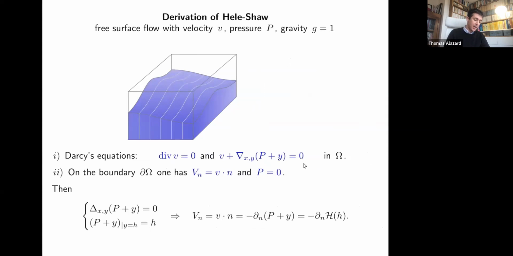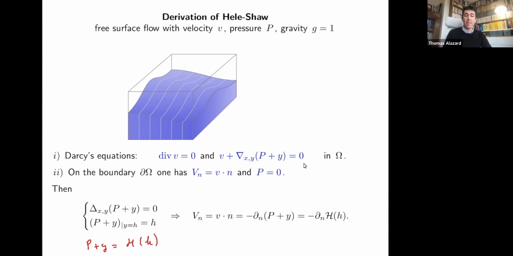Then, by combining these two equations, we obtain directly that the divergence of v is 0, which means that the divergence of the gradient of (p plus y) is equal to 0. Of course, this implies that the Laplacian of (p plus y) is equal to 0. On the other hand, if you evaluate p plus y on the free surface, since p is equal to 0 there, you get that p plus y is equal to h, which means that p plus y is equal to the harmonic extension of h.